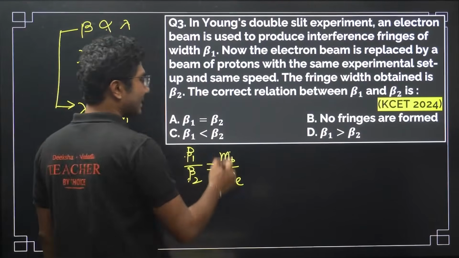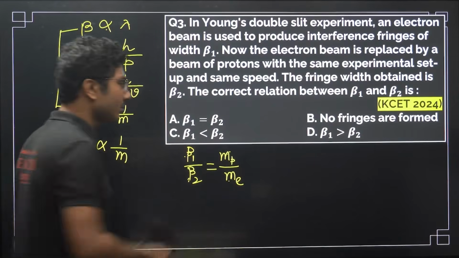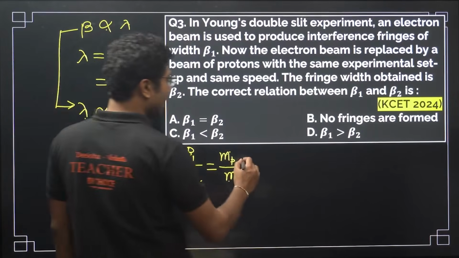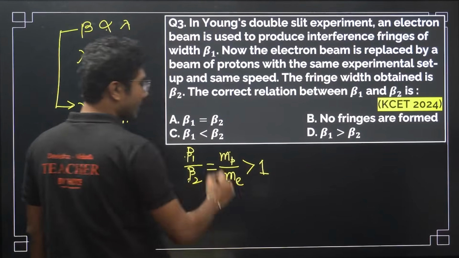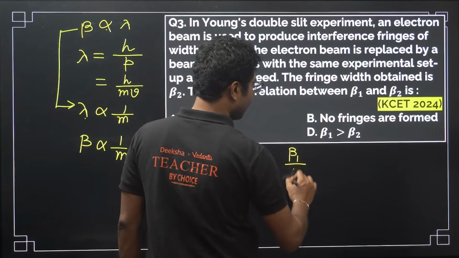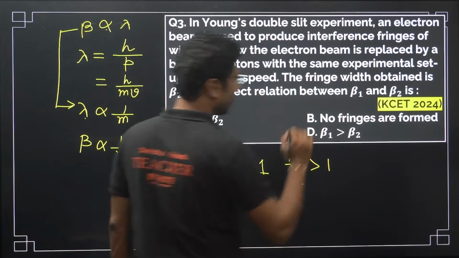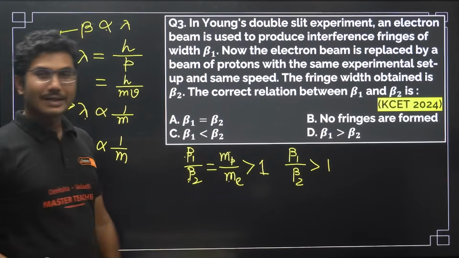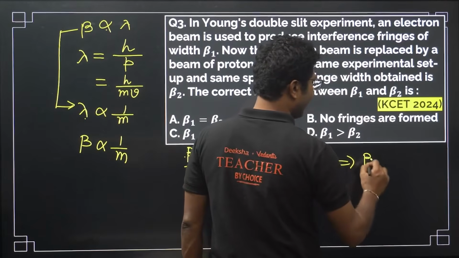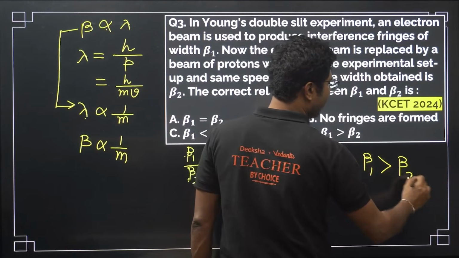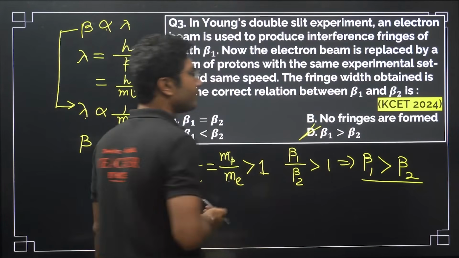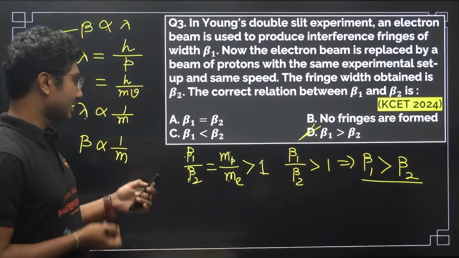So from here we can say that mass of proton is greater than mass of electron. So this quantity, mass of proton divided by mass of electron, must be greater than 1, right? So beta 1 by beta 2 should also be greater than 1. If the right hand side is greater than 1, the left hand side should also be greater than 1. So we can write beta 1 must be greater than beta 2. So fringe width for electron must be greater than that of proton. So from all of this we can say option D is the correct answer.